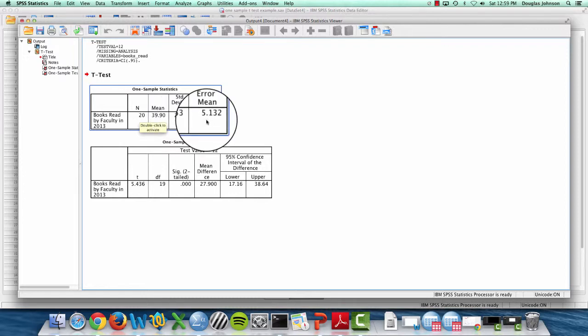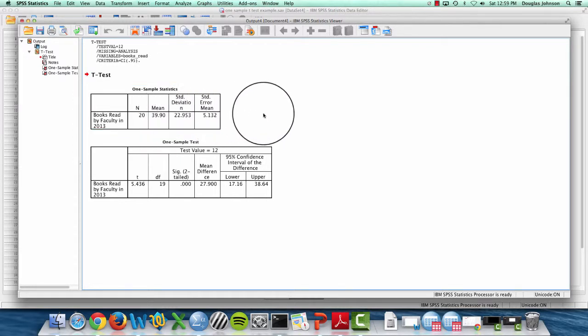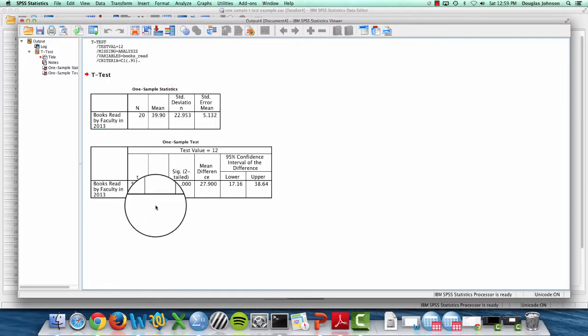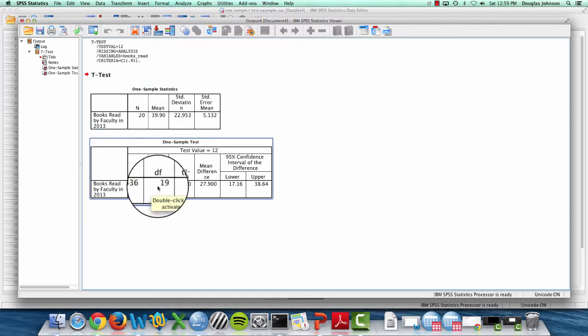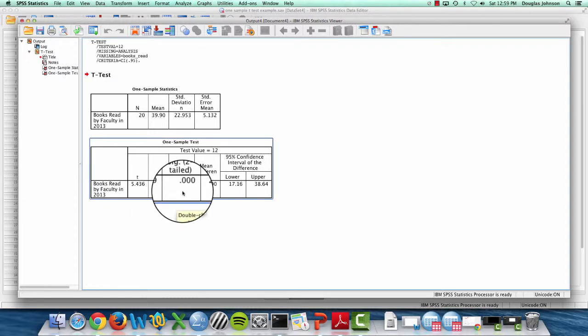Actually, it's the estimated standard error of the mean, and this would be the denominator of our t. So we would have 39.90 minus the 12 under the null divided by that estimated standard error of the mean. We have a t with 19 degrees of freedom that's equal to 5.44, comma, p is less than 0.001.